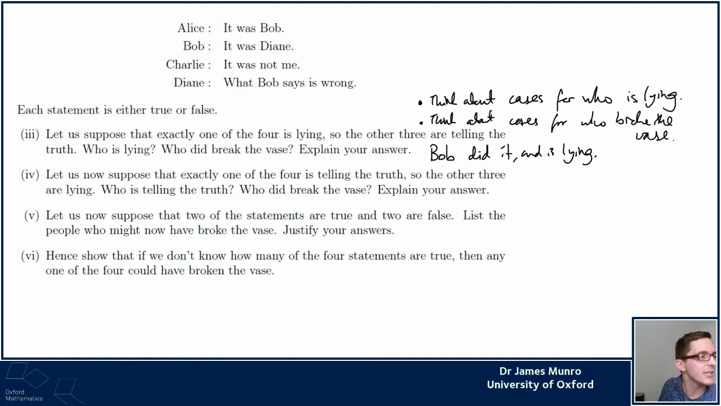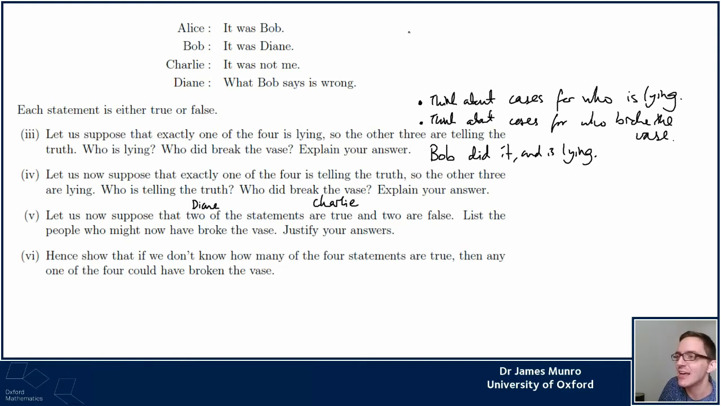Right. Okay, part 4. Grace has just told me Diane's telling the truth and Charlie broke the vase. Okay, and that seems to agree with Charlie and Diane is telling the truth. I'm going to write that on the screen so that we've got it there. Diane, Charlie.